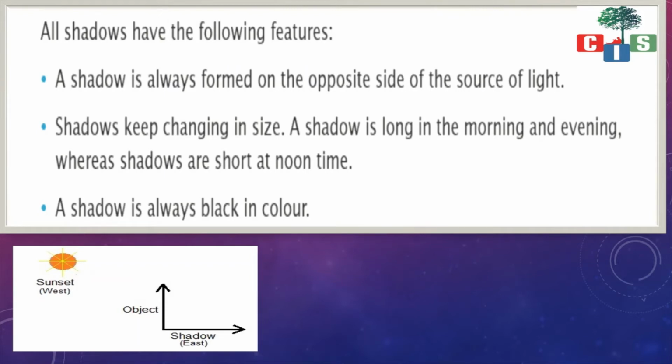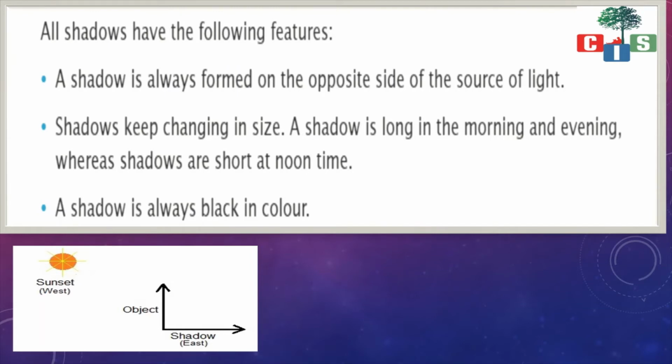Then shadows keep changing in size. Interesting. So let us see how. A shadow is long in the morning and evening. Yes, so the shadow is long in the morning and evening. But the shadows are short at noon. Noon is afternoon. So in the afternoon the shadows are short, but in the morning and evening the shadows are long. And we all know that a shadow is always black in color.